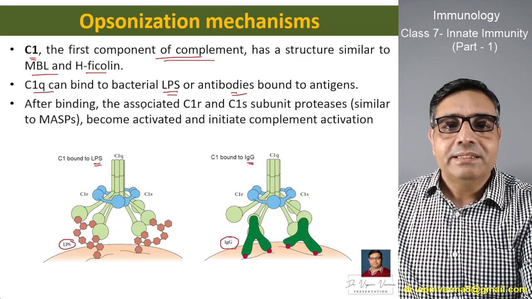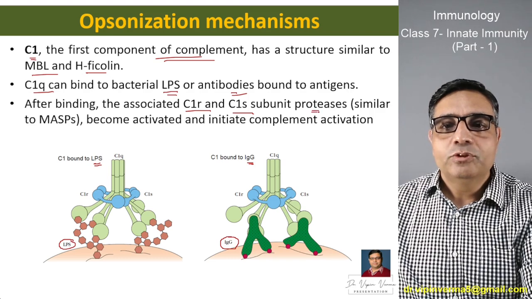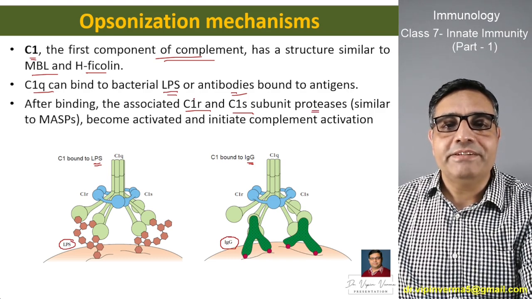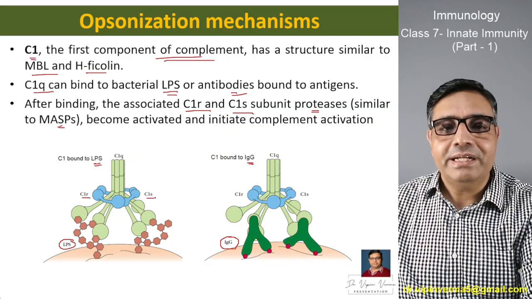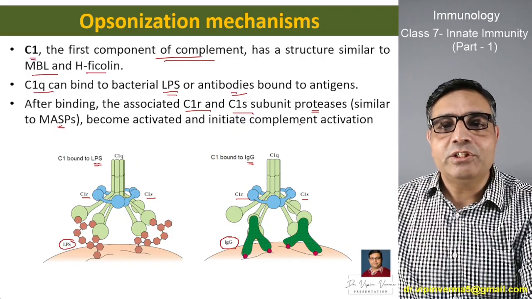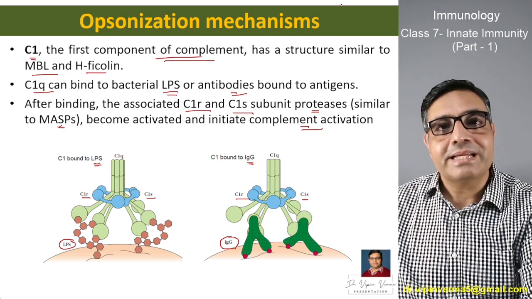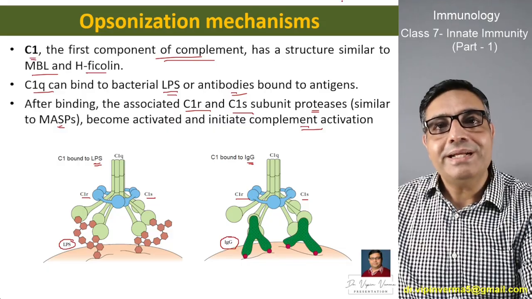Now after binding, the associated C1r and C1s subunit proteases become activated. So basically this C1 has two subunits, C1r and C1s, and these are the subunit proteases which are very similar to MASPs. Here you can see this is C1r, C1s, and in the previous slide instead of C1 we had the MASPs. So they become activated and initiate complement activation. Again, the four functions we just discussed in the last slide, they start complement activation.